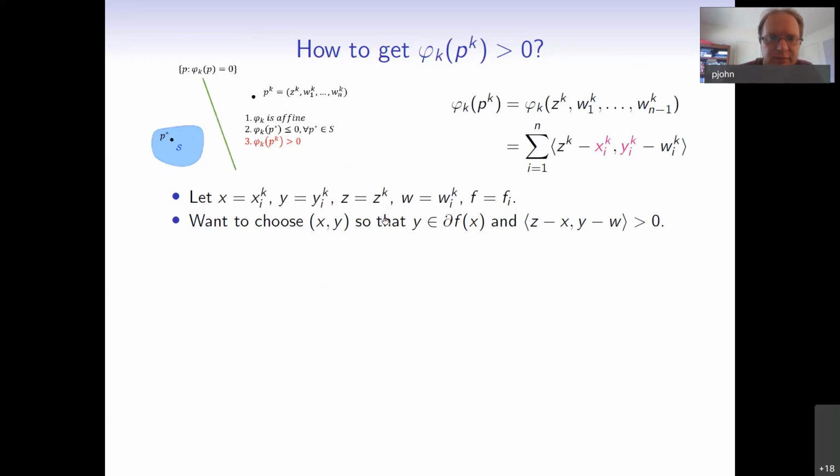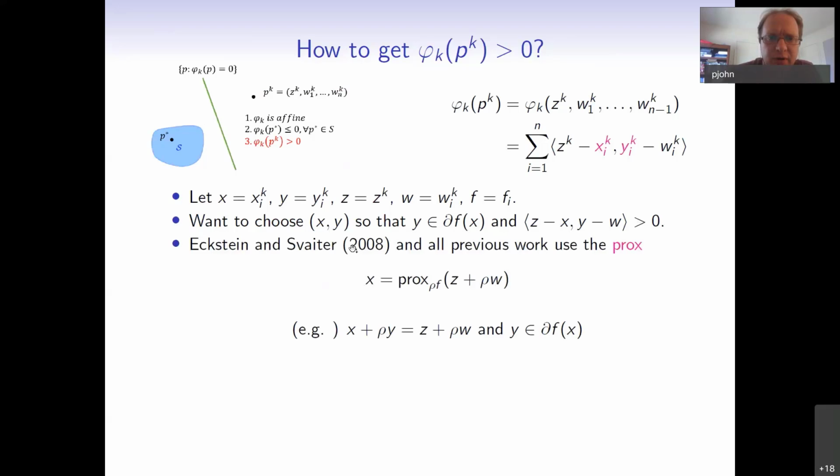How do we do this? Well, this is where you can use the prox, and this was how it was done in 2008 and in the previous versions of projective splitting. You do a single prox calculation. The input is a vector, z plus rho w. If I rearrange this, I can use that alternative way of writing the prox as finding a pair of numbers, x plus rho y equal to the input, and y being a subgradient.